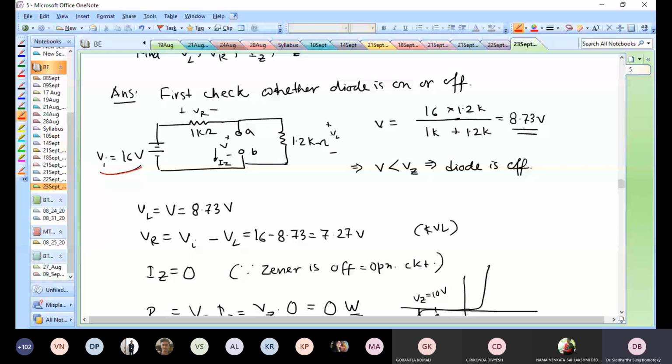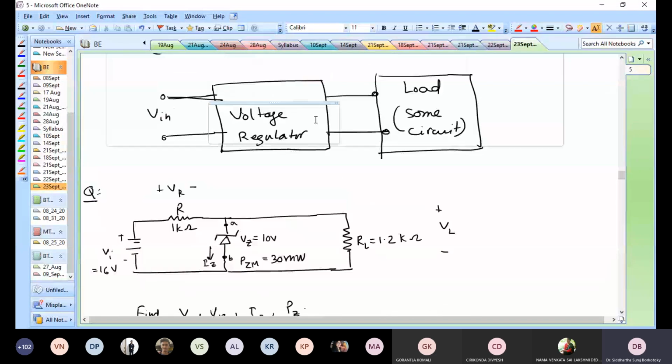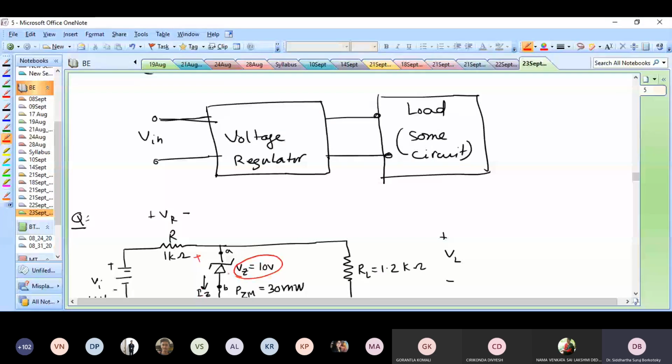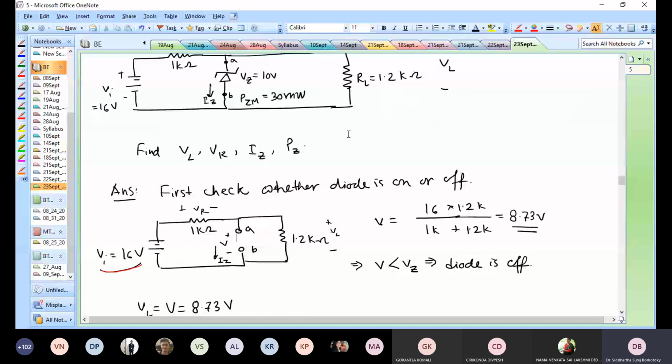But if 8.73 volts is developing across these two points, A and B, now let's go back to our circuit and see what is the Zener potential of this diode. The Zener potential of this Zener diode is 10 volts. What it means is that this diode must be reverse biased in a way that the voltage across the diode is at least 10 volts. Now what I'm getting is only 8.73 volts. So the diode is off.